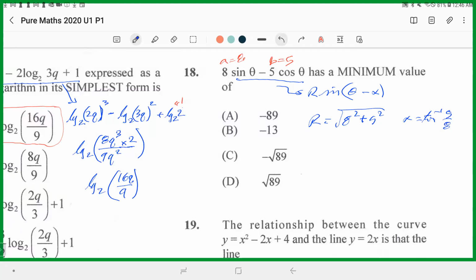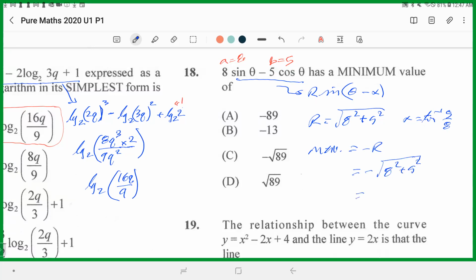This function is maximum when r is maximum. The maximum value is r when the sine is equal to 1. Remember, the sine function can be less than 1, and the lowest value it can be is -1. So the minimum value is minus r, which is basically minus the square root of 8 squared plus 5 squared.